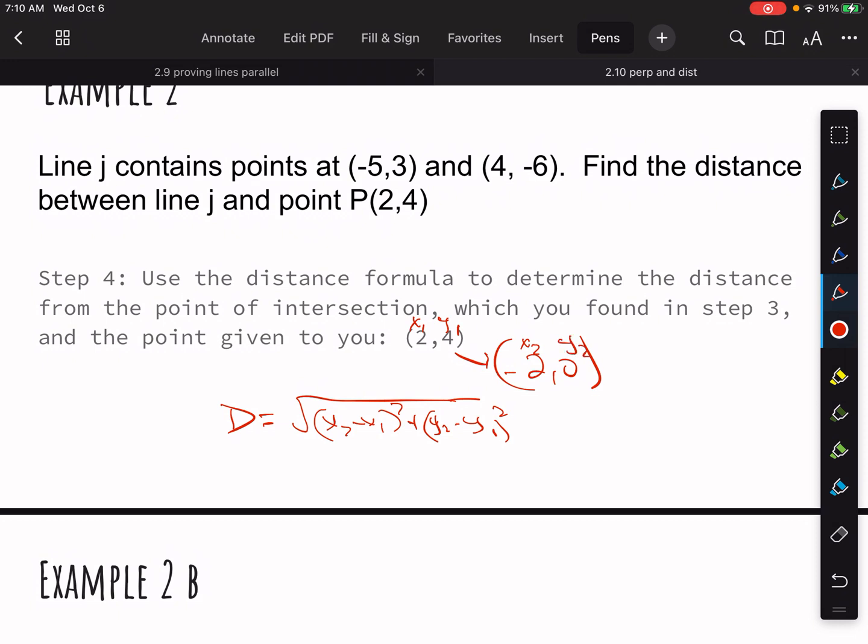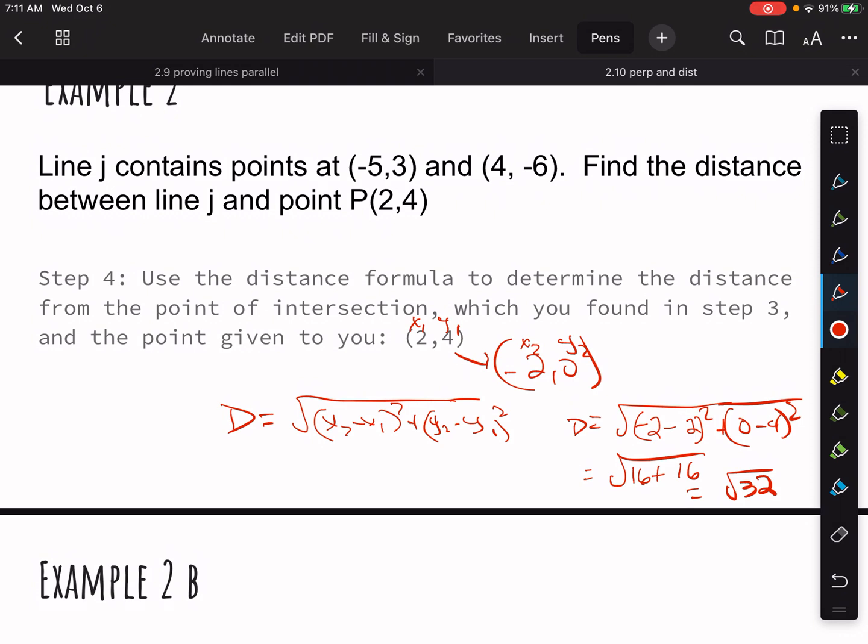So x2 is -2. So we have distance is equal to the square root of -2 minus 2 squared plus, for our y's, 0 minus 4 squared. -2 minus 2 is -4. -4 squared is 16, so we get the square root of 16 plus 0 minus 4 is -4. -4 squared is 16, which is the square root of 32. Clearly 16 goes into 32.